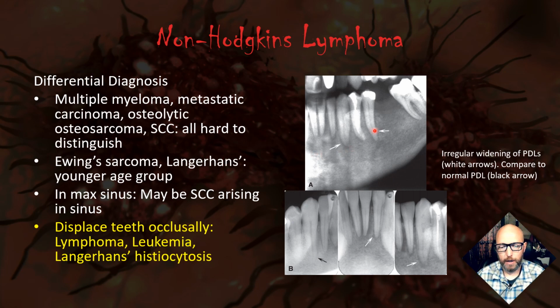Okay, this image is a great one for showing that it's invading those PDL spaces around the roots of these teeth. You get that little PDL space halo around the roots of the teeth, especially when you don't suspect a periapical inflammatory lesion. It doesn't look like your typical periapical radiolucency. You know, it's more involved around the sides of the teeth and more just that irregular destruction of the PDL space pattern, which should be a strong indicator of a malignancy.